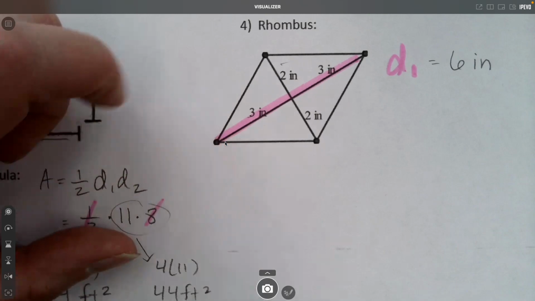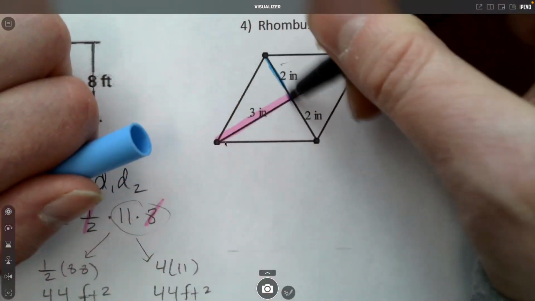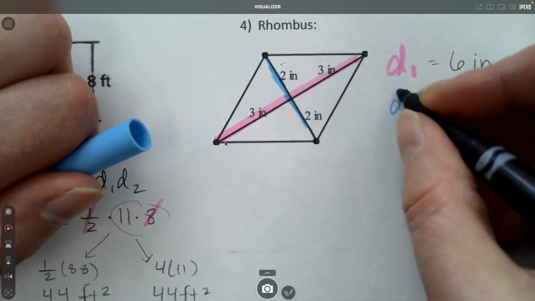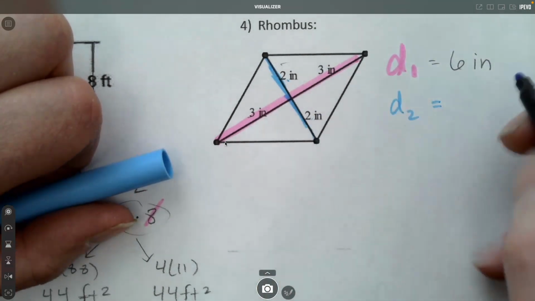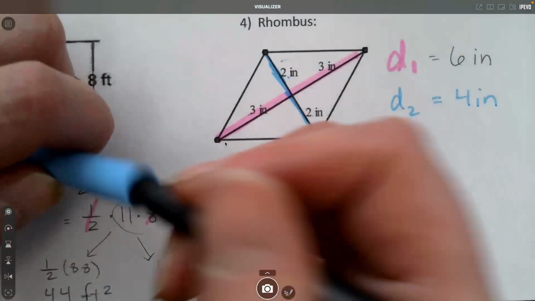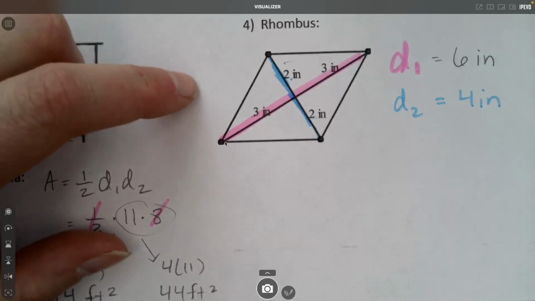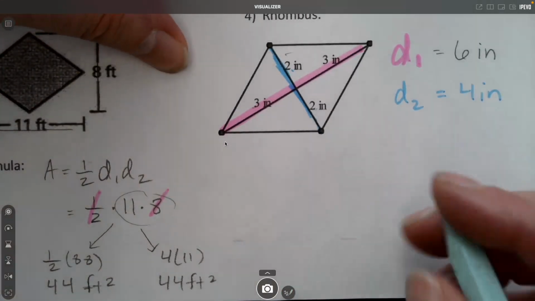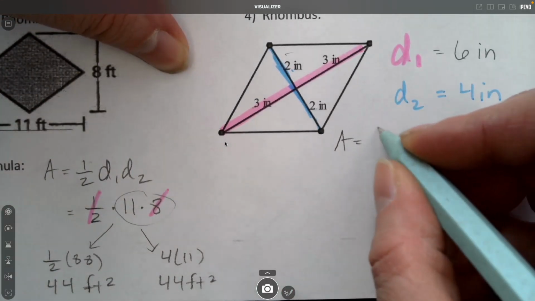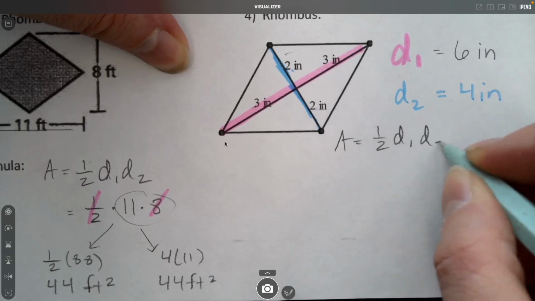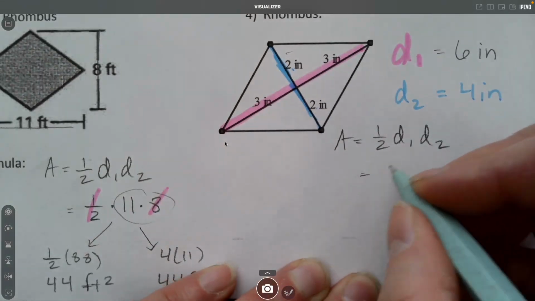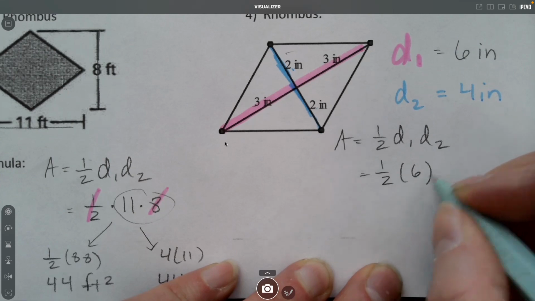And then we took a light blue marker here, and we highlighted D2. And D2 is 2 plus 2, that was 4 inches. And then we went through and used our formula. So this was one that was a little bit tricky for people. So my formula is still 1/2 D1 times D2. And so that's 1/2 times 6 times 4.